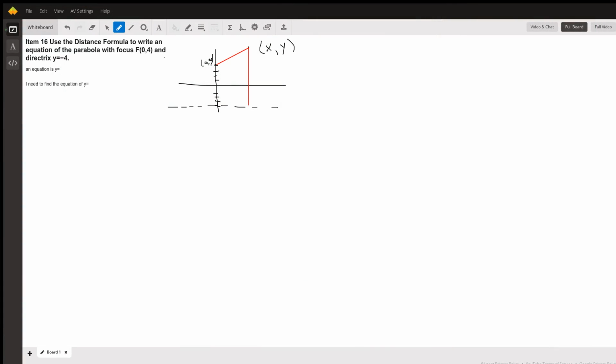Okay, we're supposed to use the distance formula to find the equation of a parabola with focus at (0, 4), which is right here, and with the directrix of y = -4, which is this dotted line right here. And the definition of a parabola is the set of all points in the xy plane, each of which is the same distance from the focus as it is from the directrix. Now, before we see how to use the distance formula to write the equation, let's just look at what's happening.